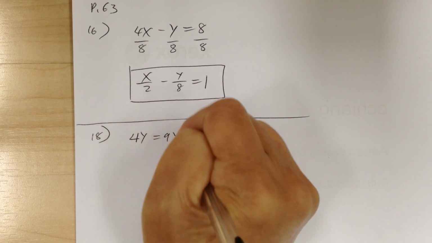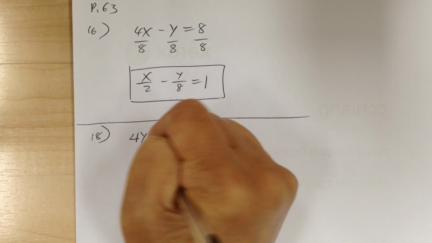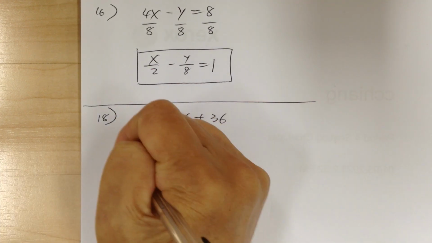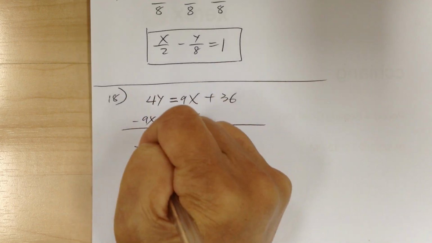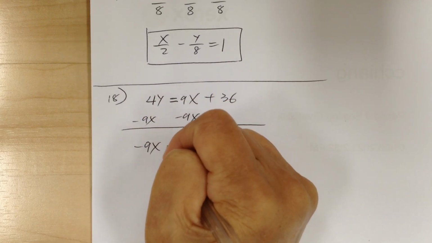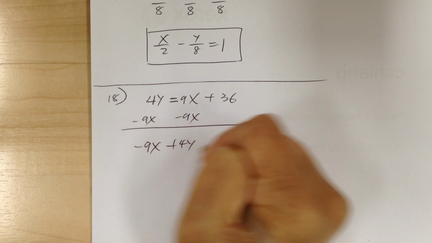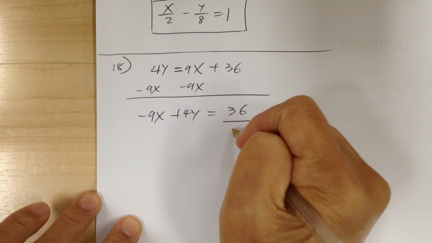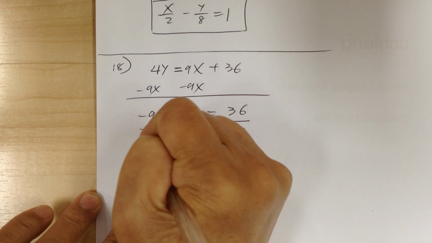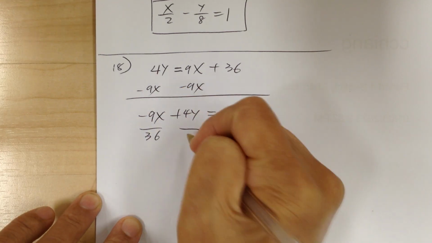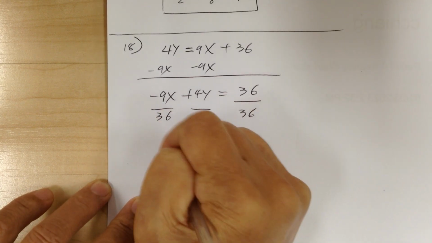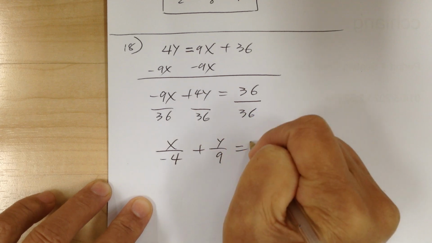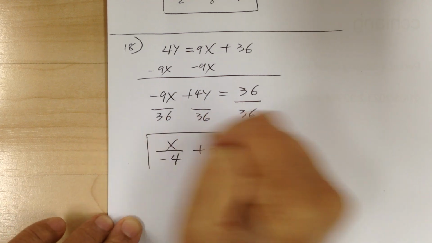Okay, 18. You got 4y equal to 9x plus 36. First let's move this over, so minus 9x on both sides. So you got negative 9x plus 4y equal to 36. The next thing you want to do is divide everything by 36, because you want to make this equal to 1. That's the intercept form. So you're going to get x over negative 4 plus y over 9 equal to 1. And that's it.